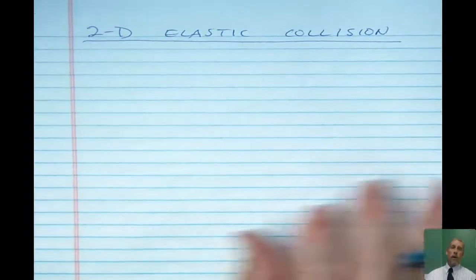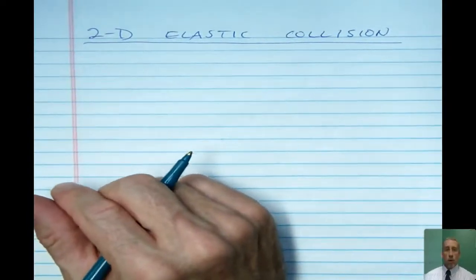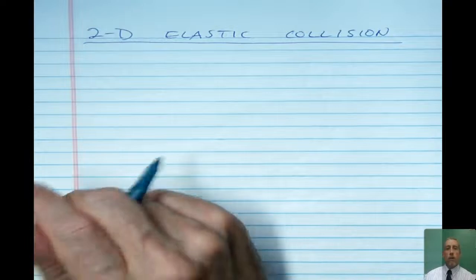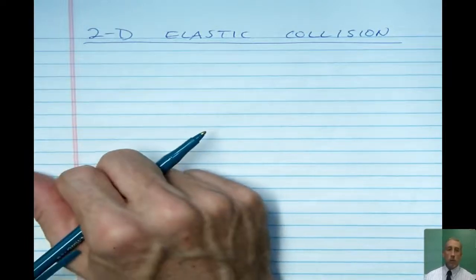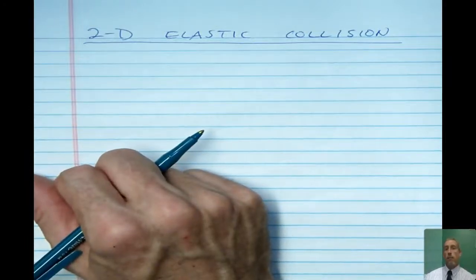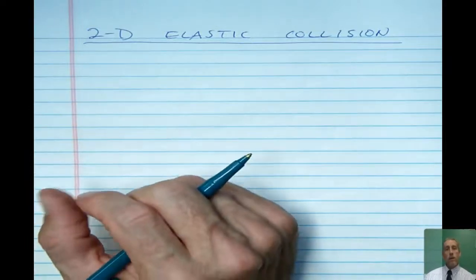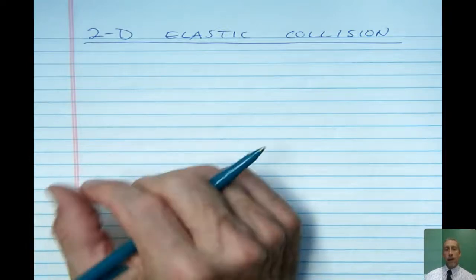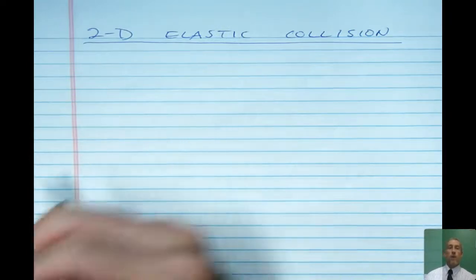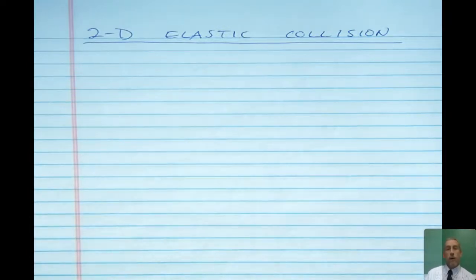Well, hello, welcome back. I made an earlier video that showed how to solve a two-dimensional collision problem using conservation of momentum, but that one was a situation known as inelastic, where the two objects stuck together after they collided. So this time I wanted to show you an example of an elastic collision where they bounce off each other.